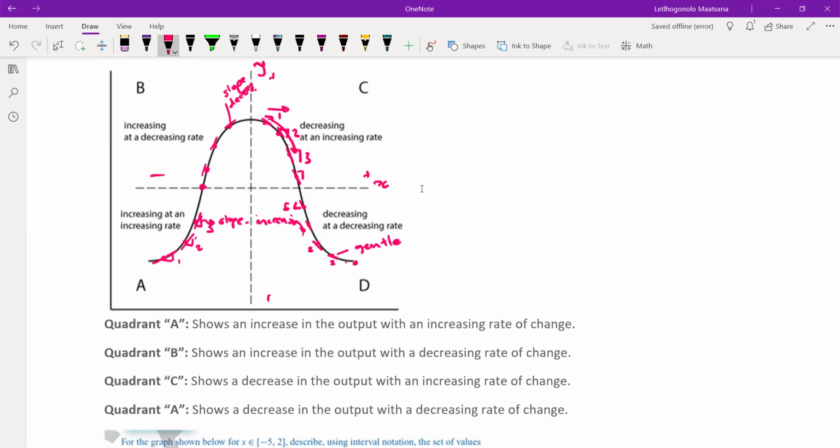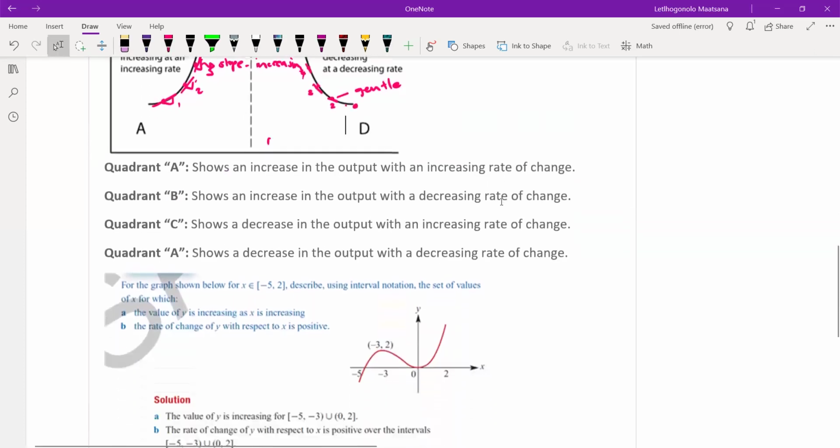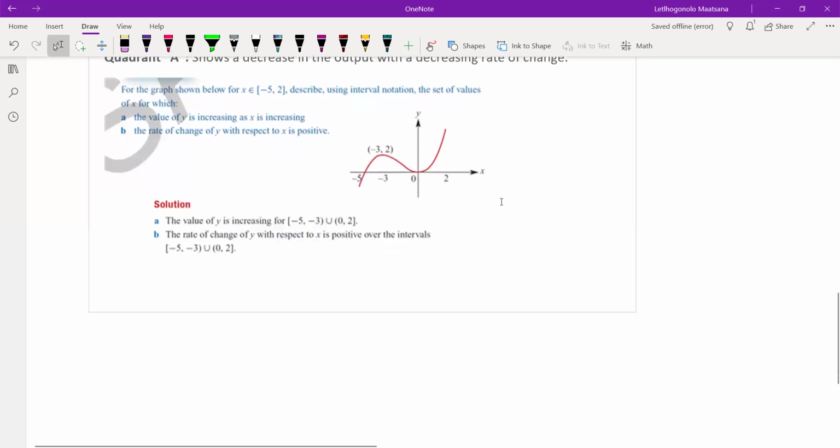Let's take a look at an example. It says, for the graph shown below, for x an element between -5 and 2, describe using interval notation the set of values of x for which a, the values of y are increasing as x is increasing. So x will always increase in that direction, and we're looking for the part where our y is going in that direction, increasing.